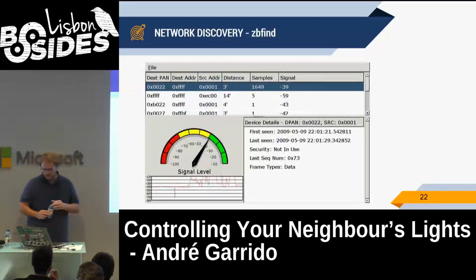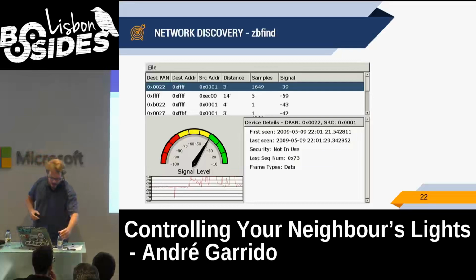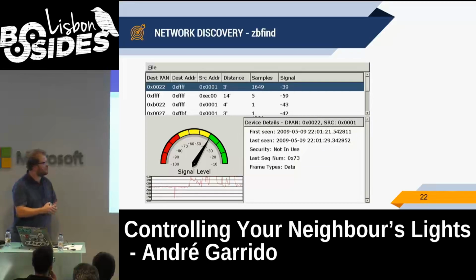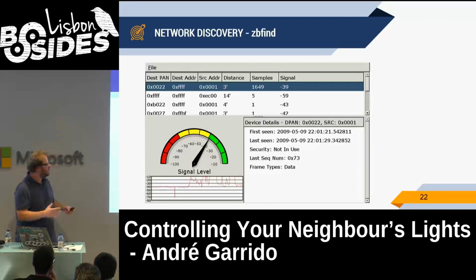Then there is another tool. I must be honest, it wasn't very useful for me, but I think it's good to show it to you. It's ZigBee Find. ZigBee Find is like a radar. You can grab your laptop with your board connected to the laptop, and you start walking through a warehouse or a factory and see where the sensors are and grab them or do something with them.